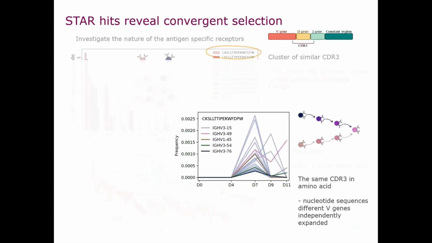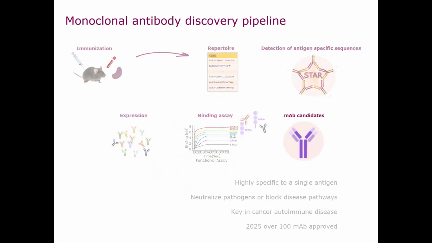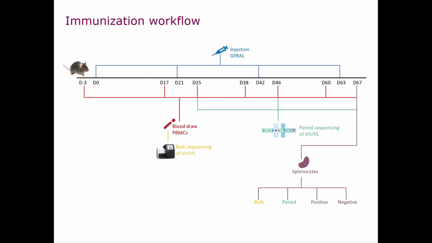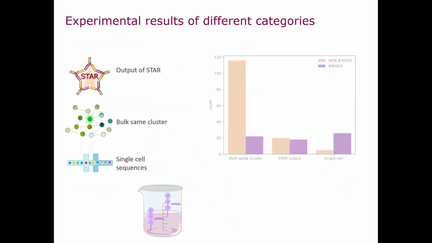The heavy chain came from the bulk. The CDR3 of the heavy chain was very similar to the CDR3 that was the output of the pipeline star, and most of the sequences output by the pipeline star were also present in the single cell dataset. So for the one I called the bulk chain cluster, the heavy chain was from the bulk, and they were not present in the single cell data.